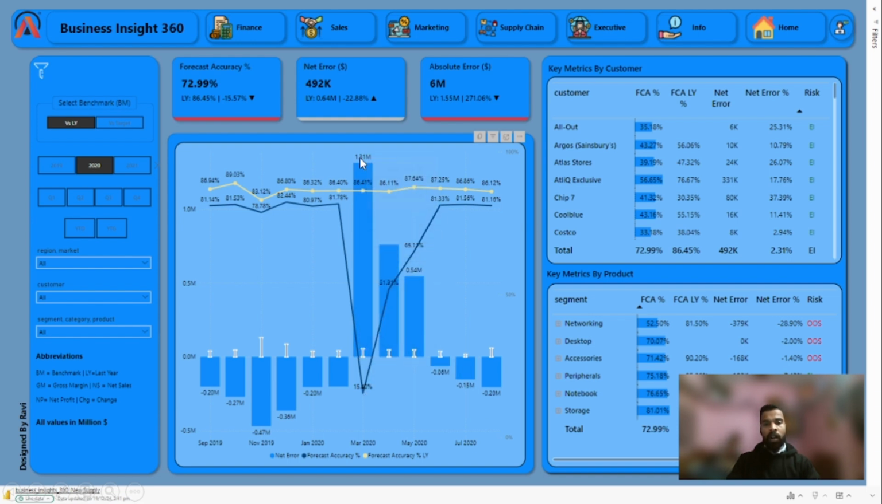net error $1.31 million. Key metrics by customer, like forecast accuracy and forecast accuracy last year, net error percentage, and risks. And key metrics by product, like networking: last year it was 81.50%, but this year, the selected year, 52.5%. So we have a huge difference in forecast accuracy from the present year to last year.